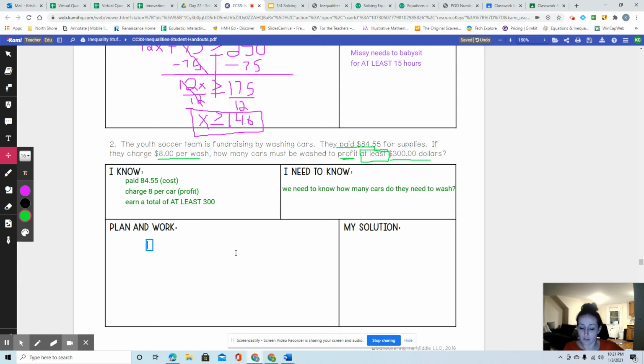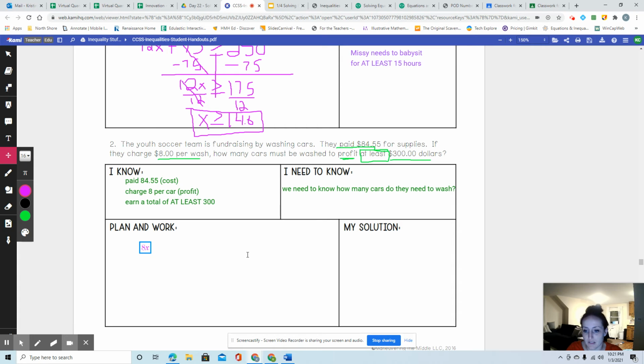Now, again, I like to do the variable term first. Variable terms are things that change. So the only amount that changes here, depending upon how many cars you wash, is the charge of $8 per car. Ignore my cat. So you have $8 per car. Oh, that's a terrible, terrible color. We'll go back to purple. So we have $8 per car at 8x.